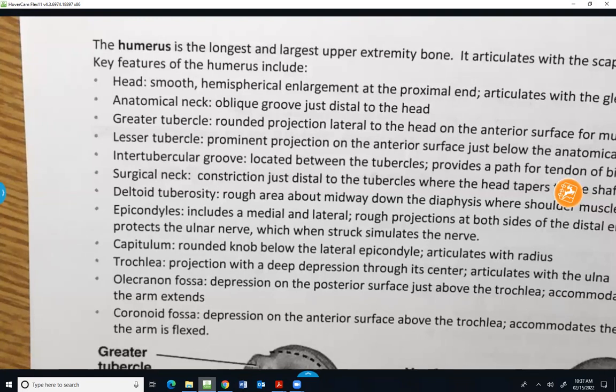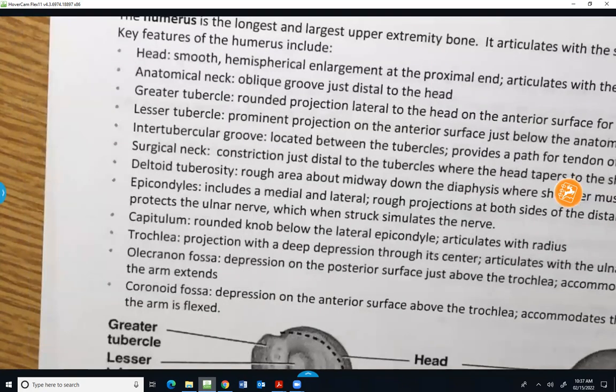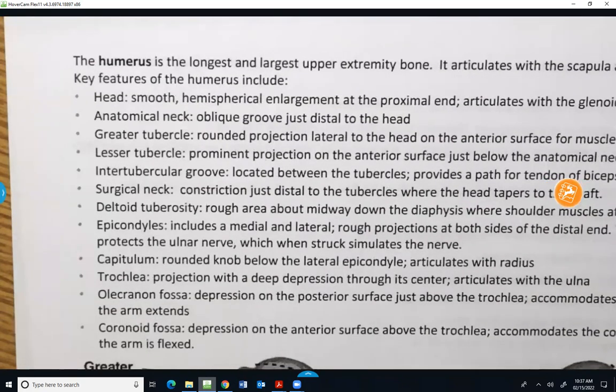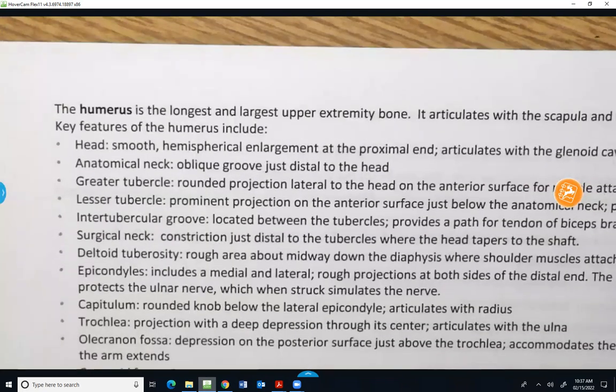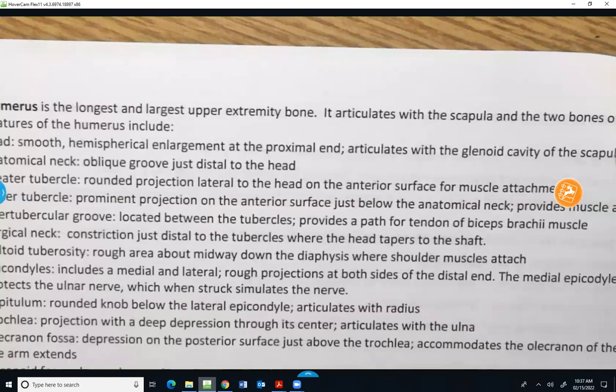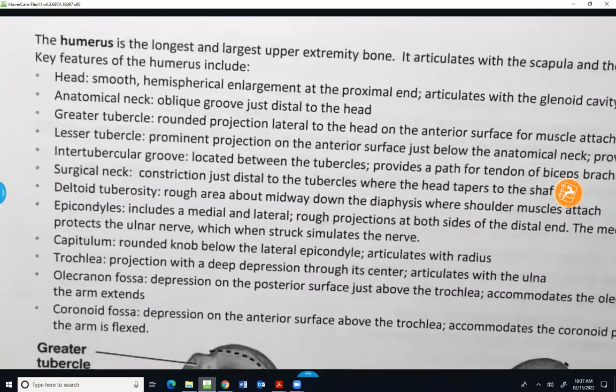Longest and largest upper extremity bone, excuse me. So it's our longest bone in our arms. It articulates with the scapula to form our shoulder, the true shoulder. And then also with our 2 bones of the forearm. And it creates essentially 2 elbow joints.